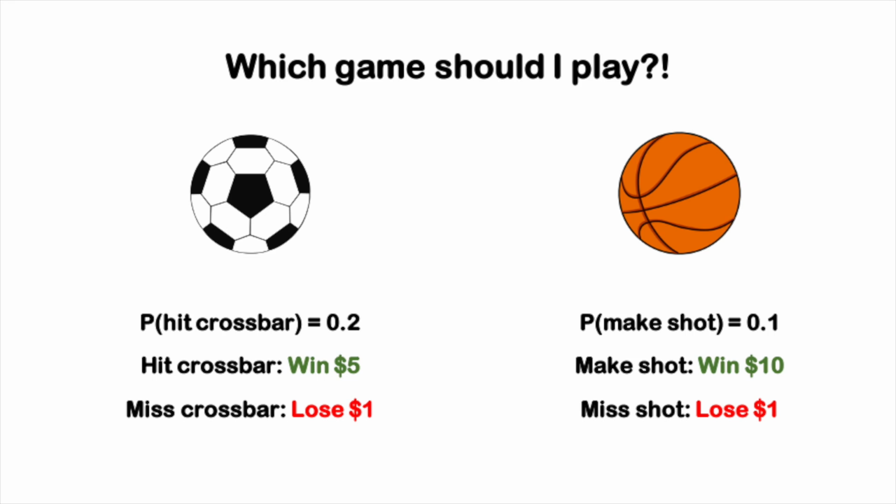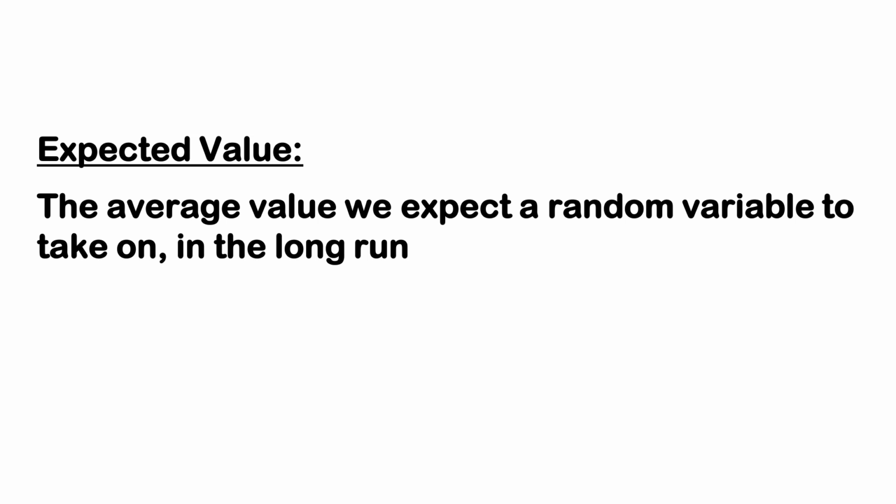Well, keep in mind that even though I win more money for making a shot with the basketball, my probability of success with the basketball is lower. So to figure this out, we're going to need to understand the expected value of both games. Remember the expected value? The average value we expect a random variable to take on in the long run?